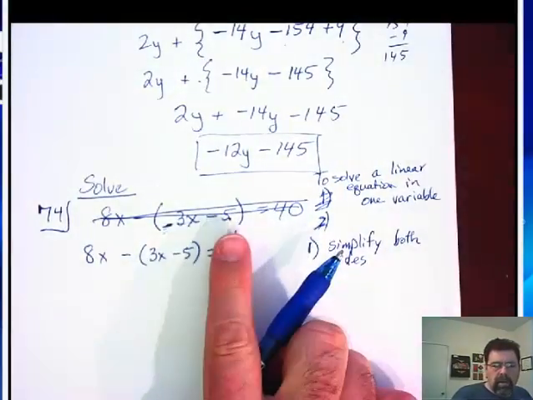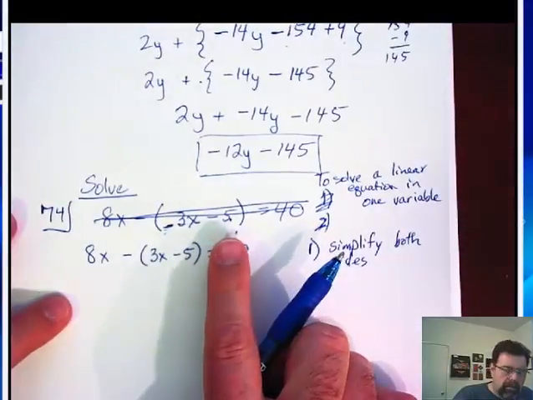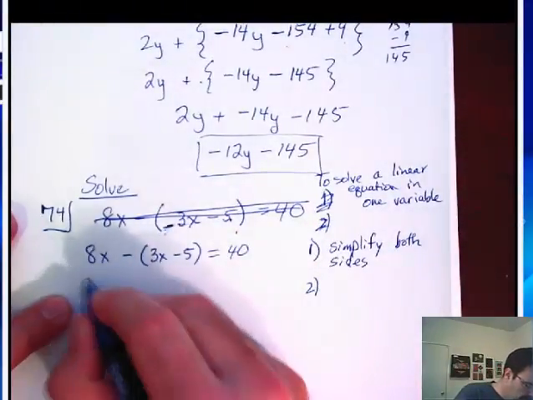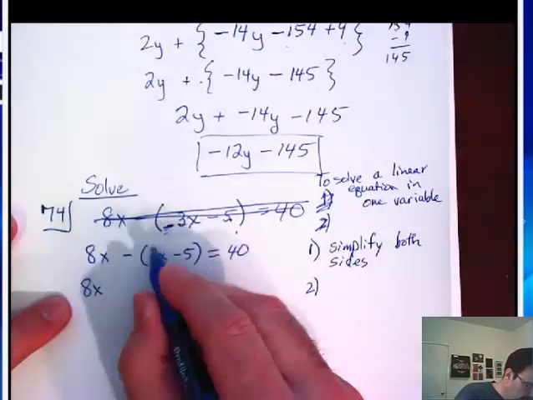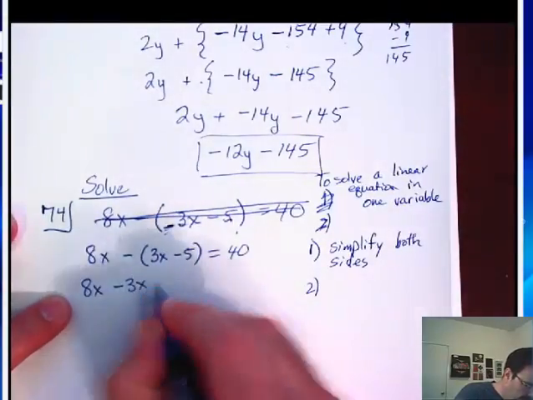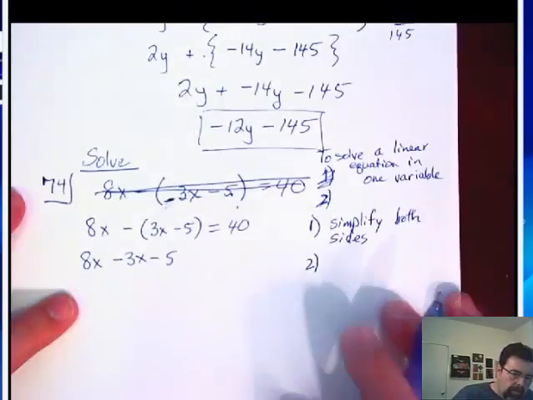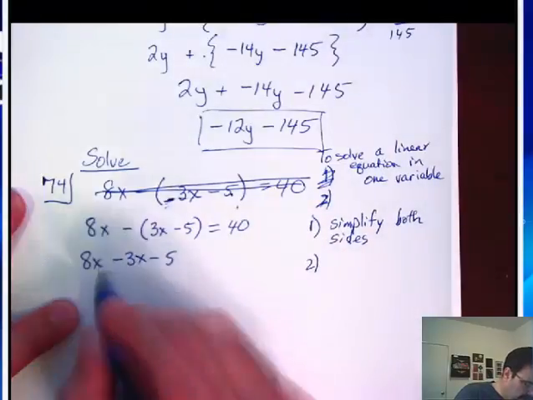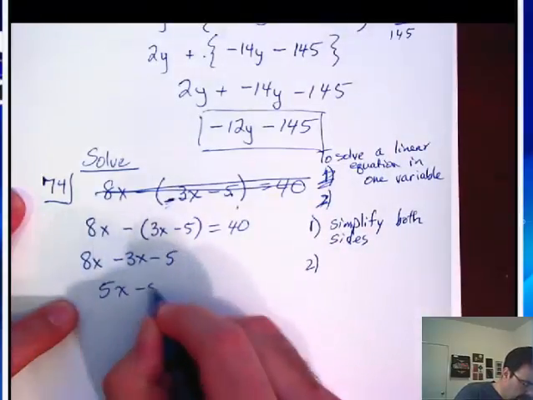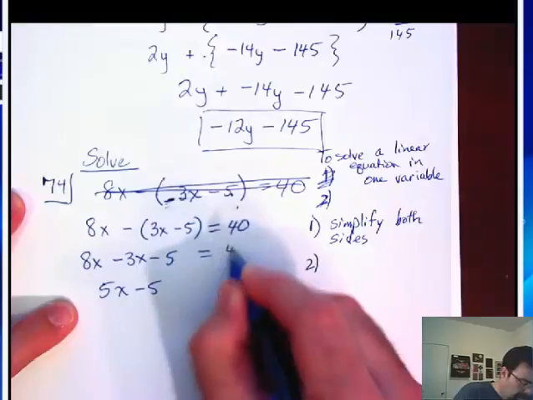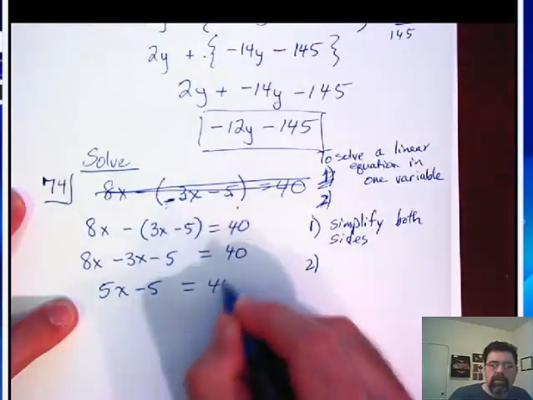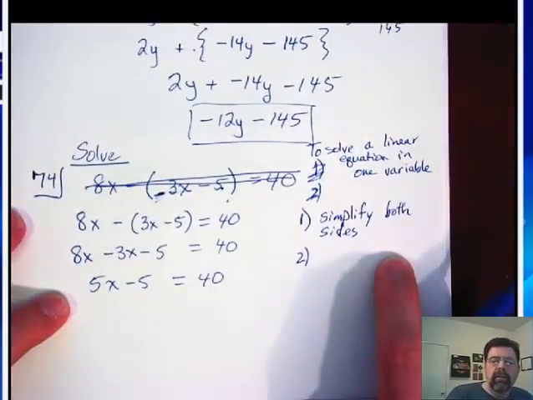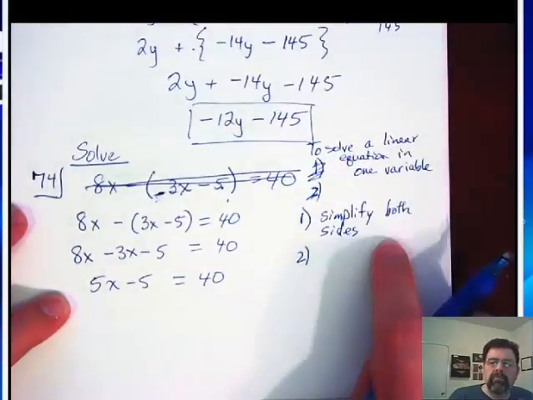So basically you look at this expression and it's just like the problems we just did. I want to get rid of these parentheses, distribute the negative sign, so it'll be negative 3x minus 5. Combine like terms, it's 5x. Then on this side it's already simplified. There's nothing else you could do. So that's your first step, simplify both sides.